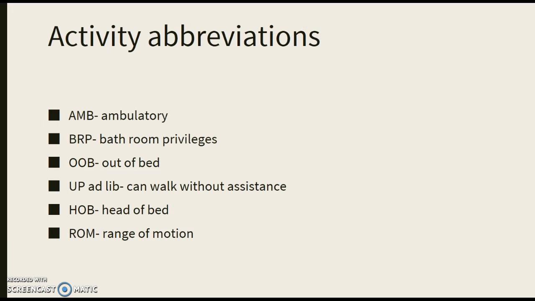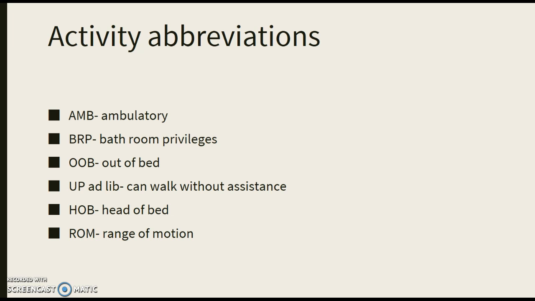Activity abbreviations. So these are things that are going to describe what activities we're going to have the patient do. So AMB, ambulatory, the patient can get up and walk about. BRP, bathroom privileges. That means the patient can get up to go to the bathroom, but that's it. OOB is out of bed, so the patient can get up out of bed. Up ad lib. That means the patient can walk without assistance. They can get up out of bed, they can walk in the halls, they can walk wherever they want.